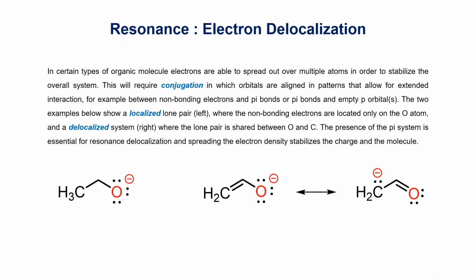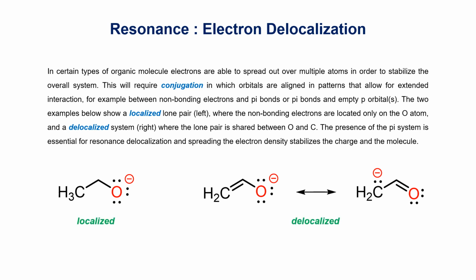In certain types of organic molecule, electrons are able to spread out over multiple atoms in order to stabilize the overall system. This will require conjugation, in which orbitals are aligned in patterns that allow for extended interaction. For example, between non-bonding electrons and pi bonds, or pi bonds and empty p orbitals.